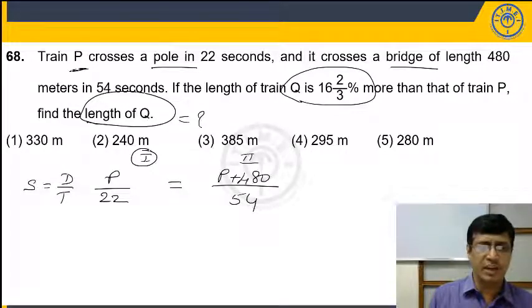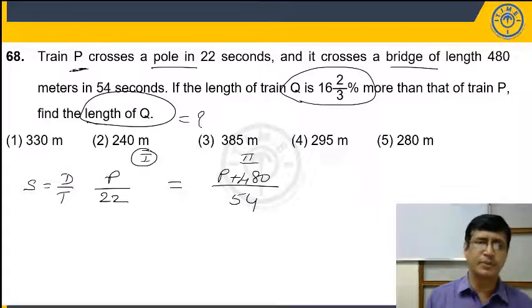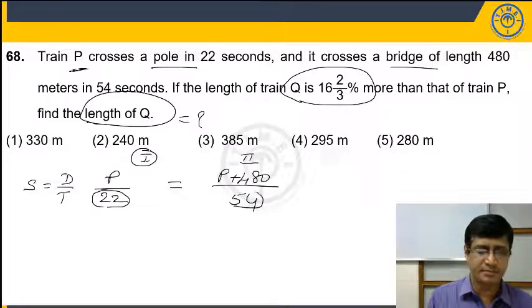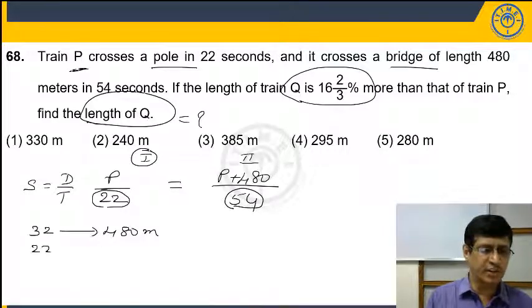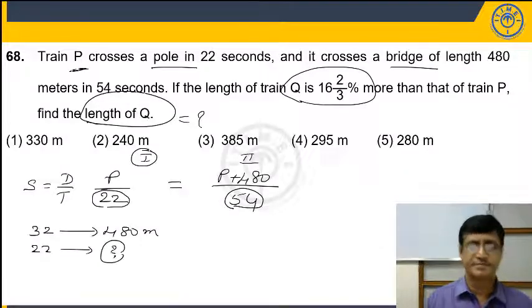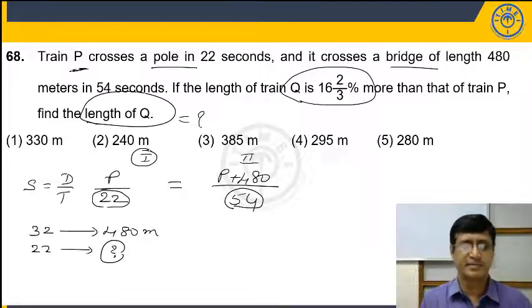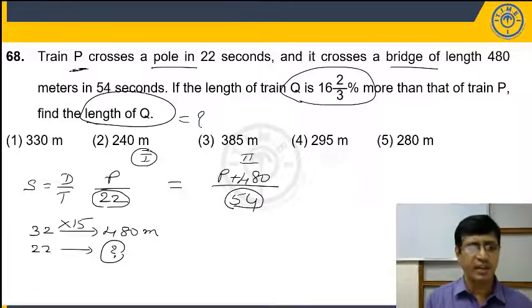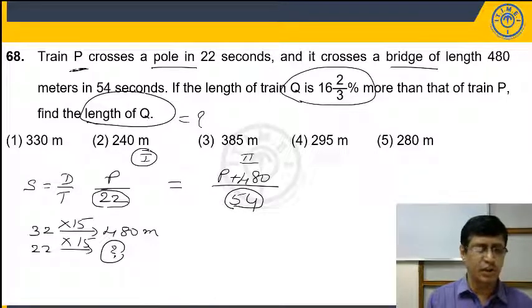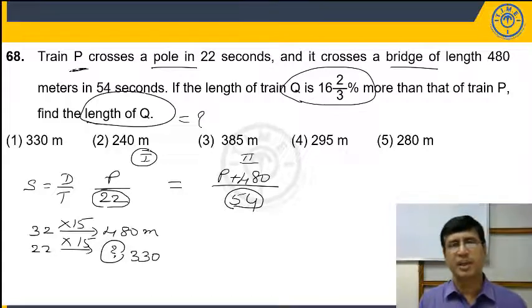What is the logic? Same train crossing two different objects in two different times. What is the difference in the times? Just look at this one. How much is the difference in the time? 32 seconds. In 32 seconds, it is crossing a 480 meters long bridge. Then in 22 seconds, how long will it cover? What is the distance covered in 22 seconds? It's very simple. 32 into 15 is equal to 480. Now when you multiply these two, you will get 330. That is the length of the train P.